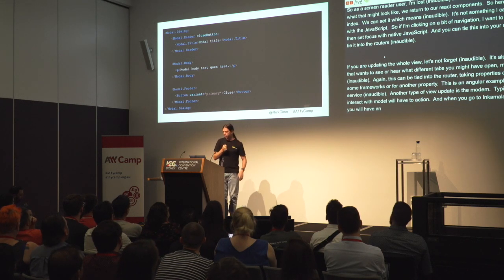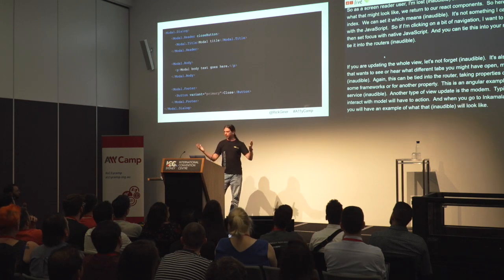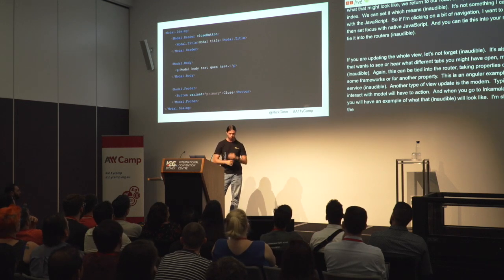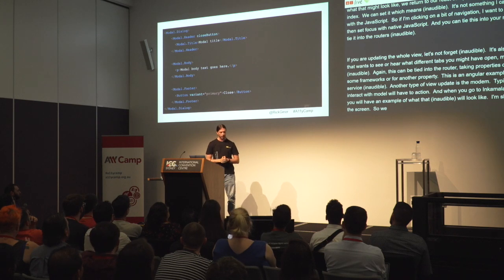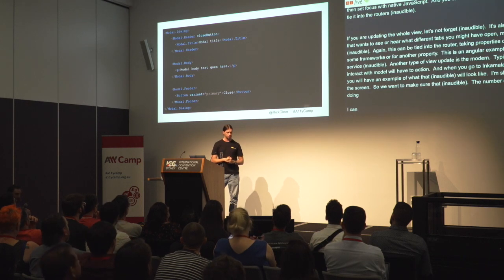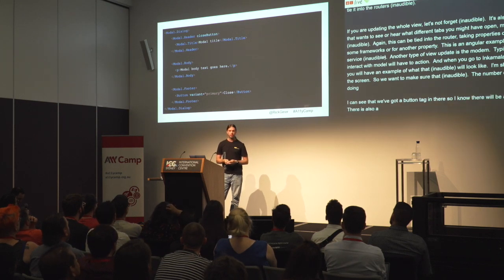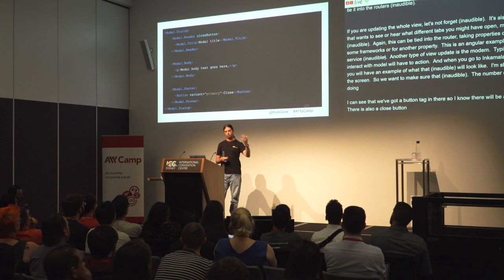I'm showing an example on the screen of the React Bootstrap modal. So we want to make sure that that content is semantic. Right? Number one thing we should be doing. I can see that we've got a button tag in there, so I know that there's going to be a button that should have keyboard accessibility. But there's also a close button directive. I don't know what that's going to be translated to. That might be a button, or that might be an anchor, or it might be a div with an on-click.